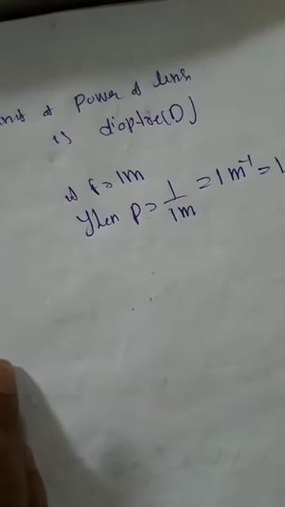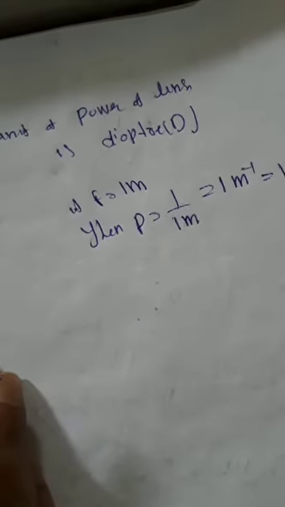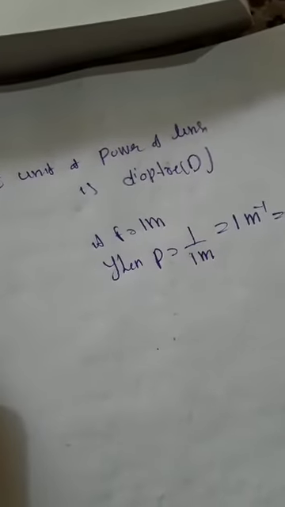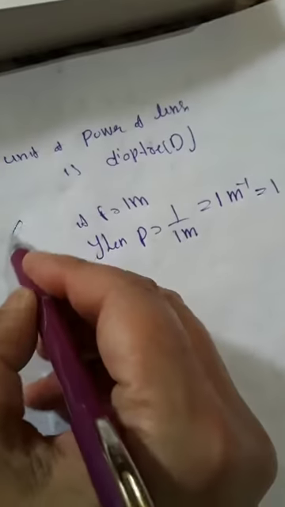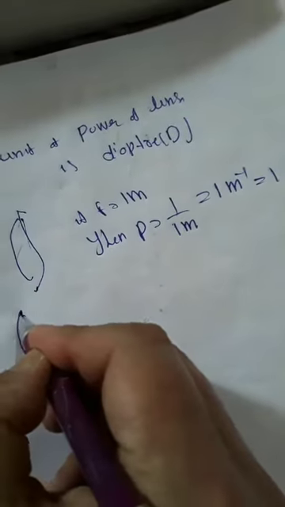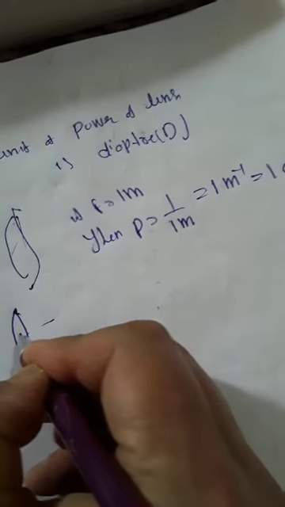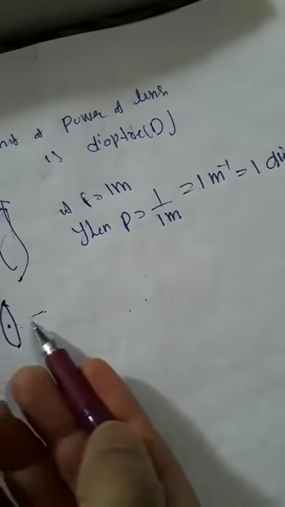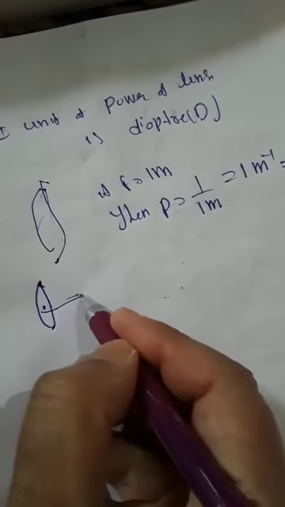And moreover, you should remember the focal length. Focal length of a converging lens is positive and that of a diverging lens is negative. Therefore, power of a converging lens is positive and that of a diverging lens is negative. We know that this is a converging lens. A convex lens is a converging lens. Its focal length is on this side of the optical center, that means we are moving in the direction of light.